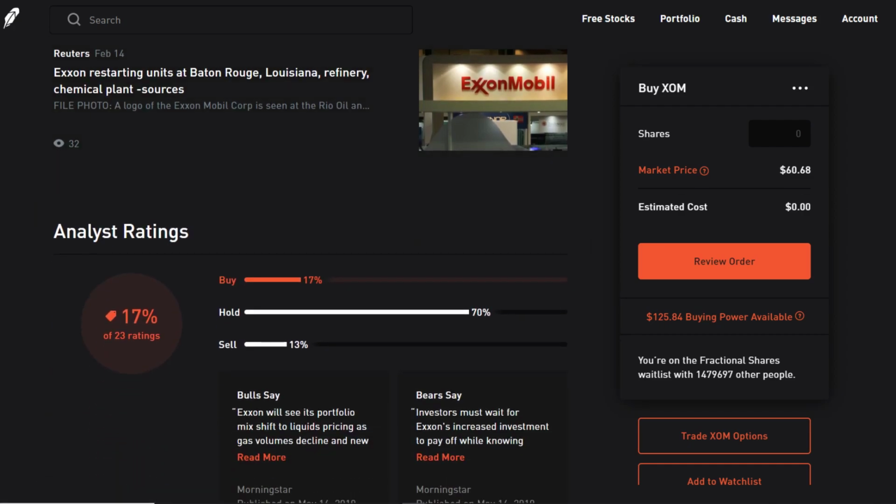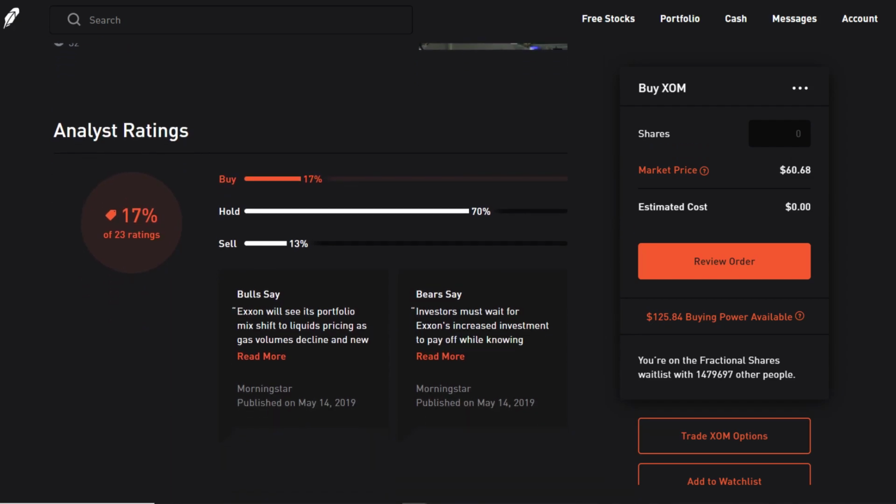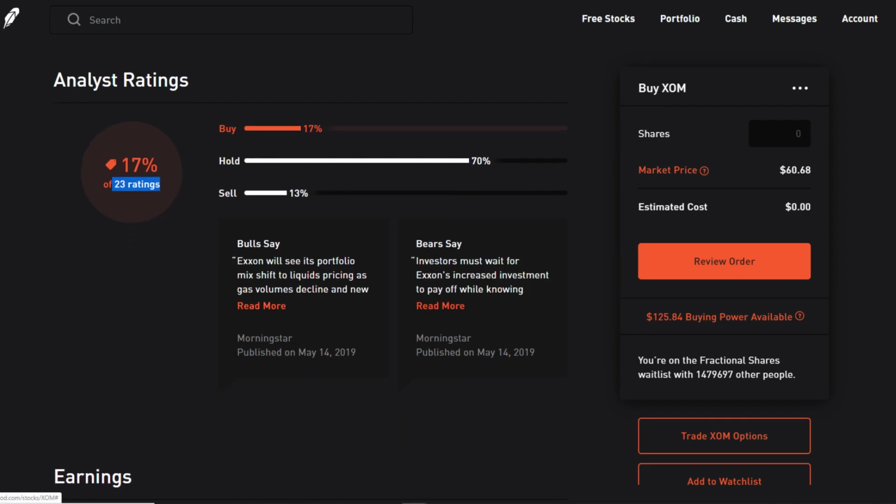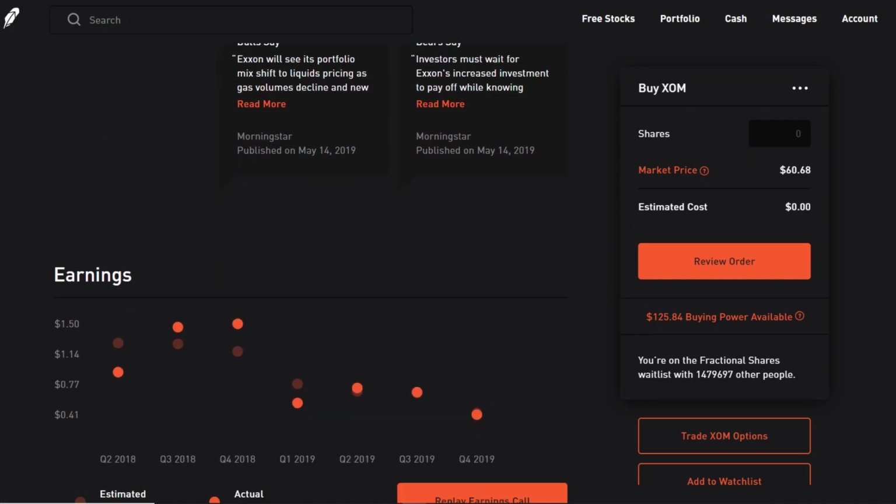Then we have analyst ratings from buy, hold, sell. It'll give you the percentage of analysts that are actually voting on the stock. This has 23 ratings on it right now. So it'll give you some bull ratings and some bear ratings here. So what they say, interesting stuff there.